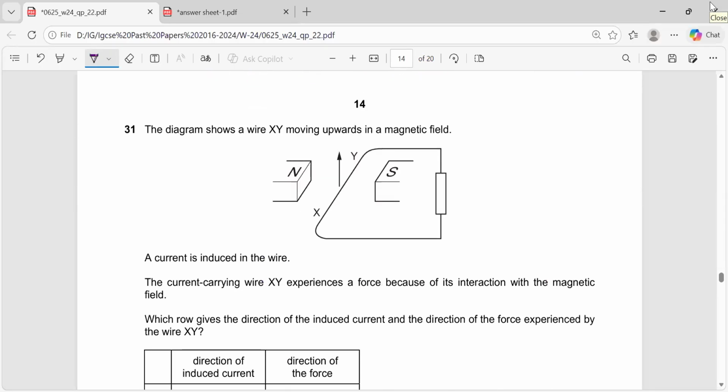The diagram shows a wire XY moving towards a magnetic field. A current is induced in the wire, and the current carrying wire XY experiences a force because it is in interaction with the magnetic field. Which row gives the direction of the induced current and direction of the force? For induced current, we need to use Fleming's right-hand rule. And for the direction of the force, we need to use Fleming's left-hand rule.